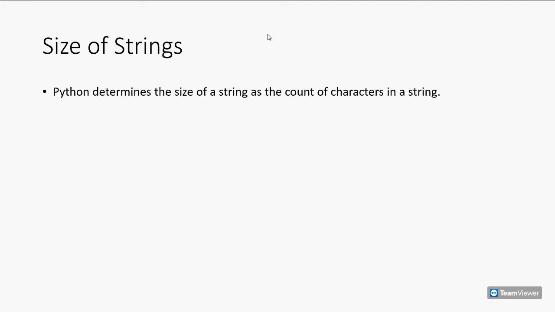Size of strings. Python determines the size of a string as the count of characters in a string. For example, if we consider the string ABC, it has 3 characters. So therefore, the size of the string would be 3. And similarly, for hello, it would be 5.